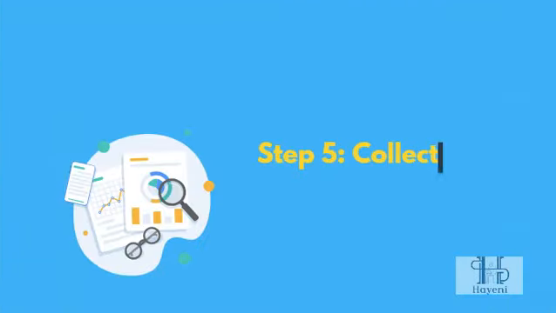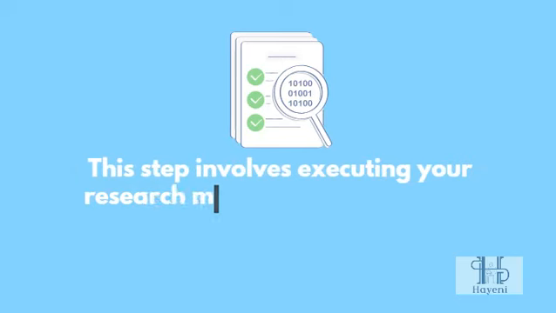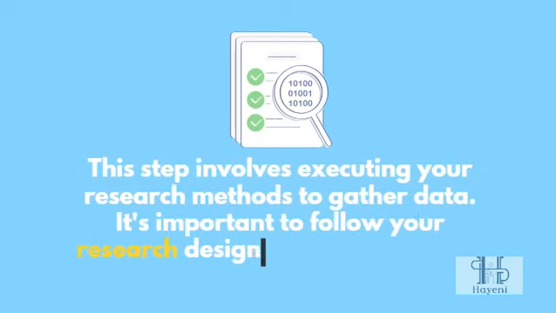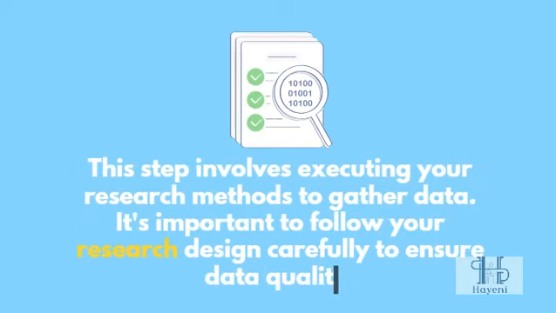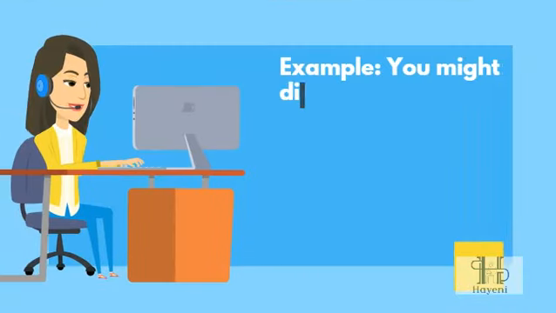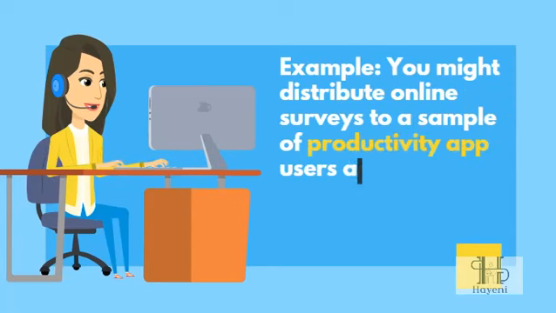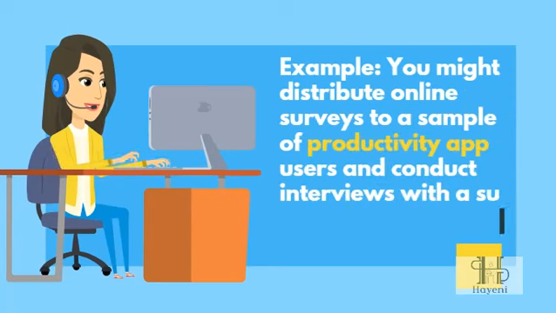Step 5. Collect data. This step involves executing your research methods to gather data. It's important to follow your research design carefully to ensure data quality. Example: you might distribute online surveys to a sample of productivity app users and conduct interviews with a subset of these users.